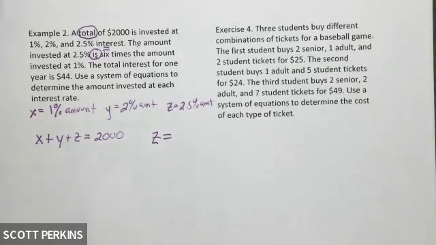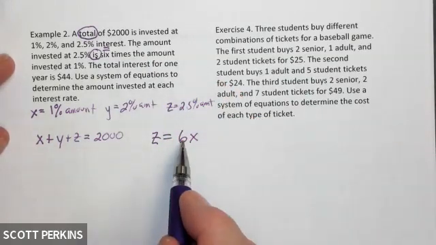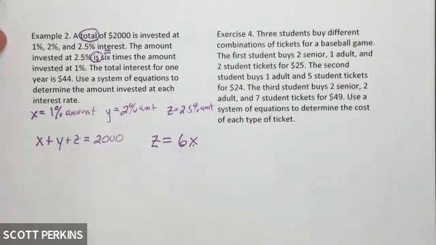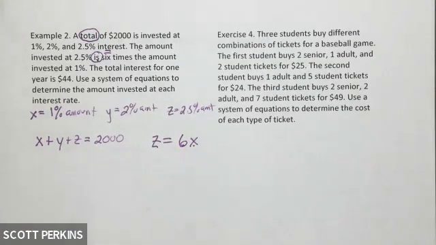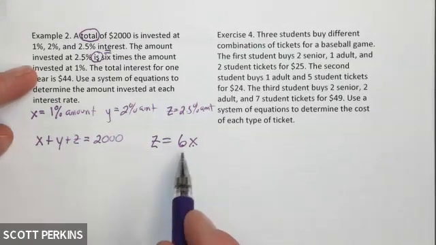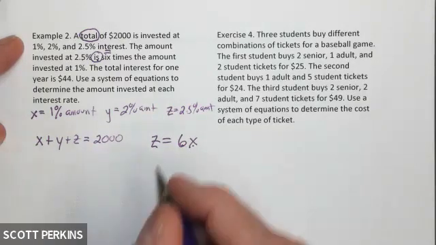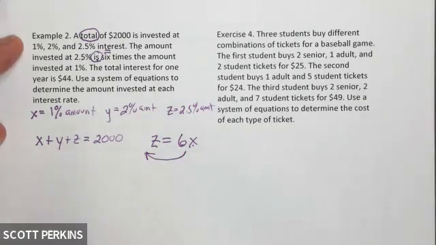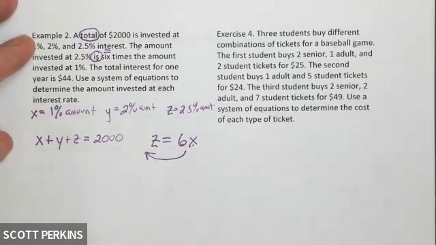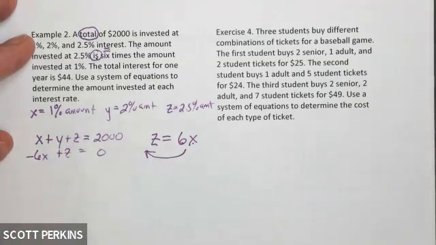What was that? What'd you say? Somebody over here said it. 6x. 6 times the amount invested at 1%. That's why I defined those variables, to make the translation part a little easier. I know this is not an easy thing, so I said a little easier. It's a comparison word. Before I finish this, I'm going to bring the 6x over, because if I'm going to solve a system, all the variables have to be on the same side. So I'm going to bring the 6x over here by subtracting it. And that makes the equation negative 6x plus z is equal to 0. That's my second equation.